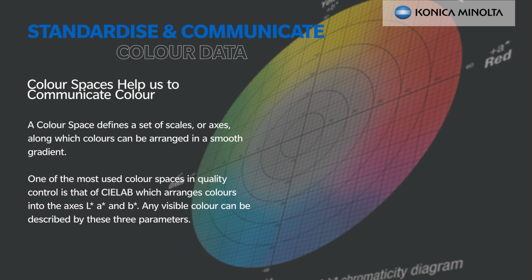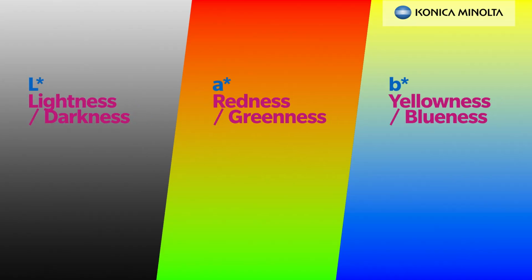One of the most commonly used colour spaces in quality control is that of L*, a*, b*, or CIELAB. Any visible colour can be described by these 3 parameters. Within L*a*b*, the L* represents lightness. It scales colour from black to white.